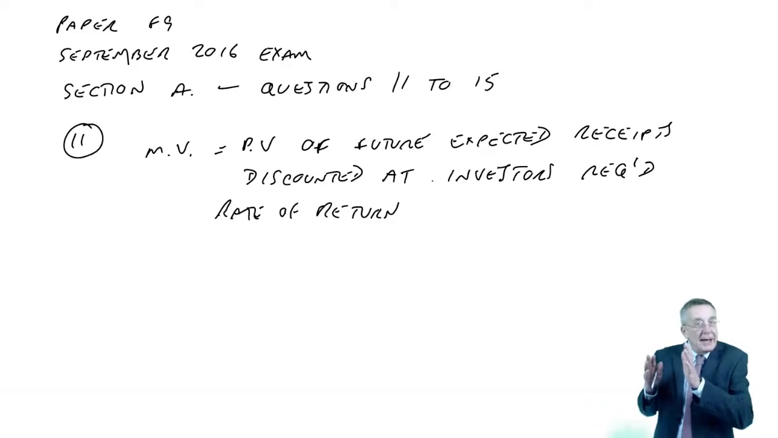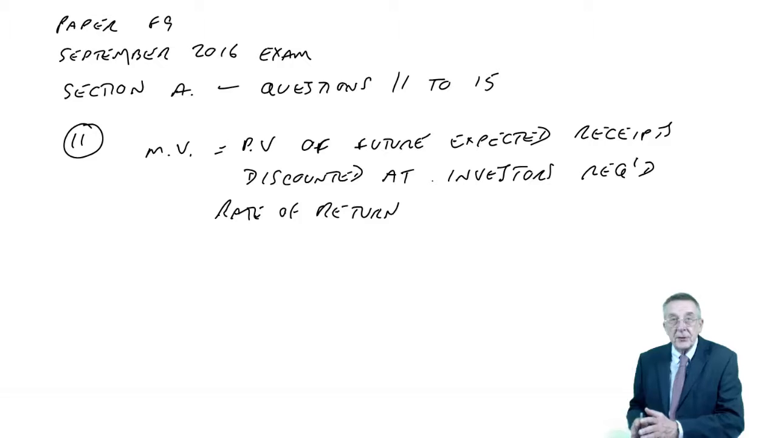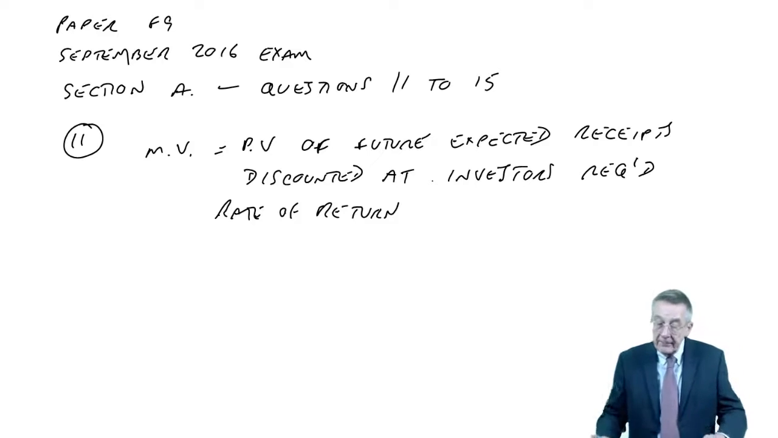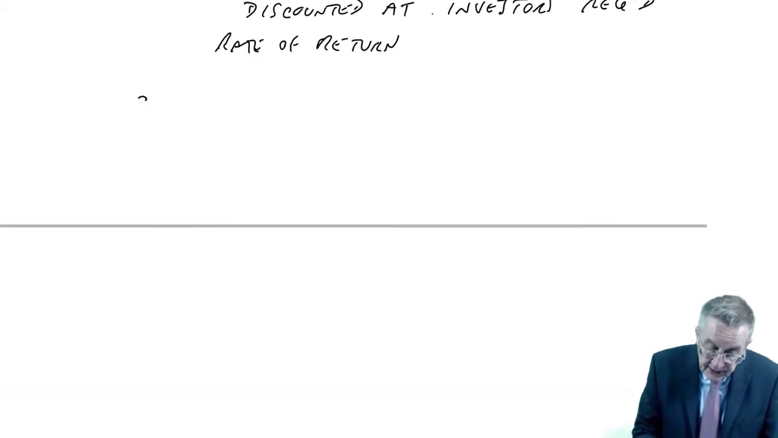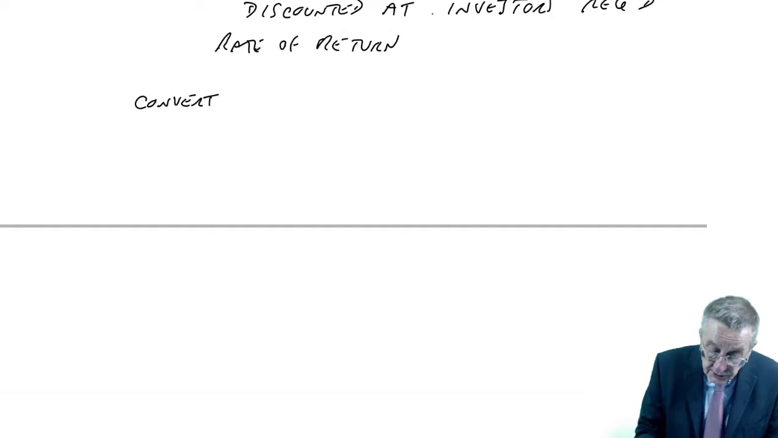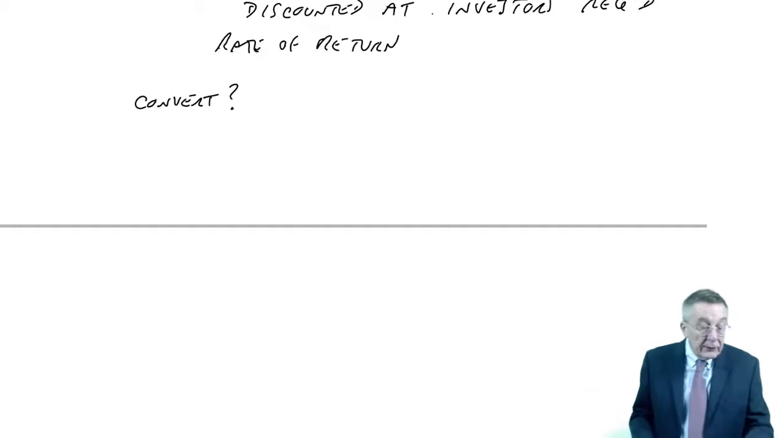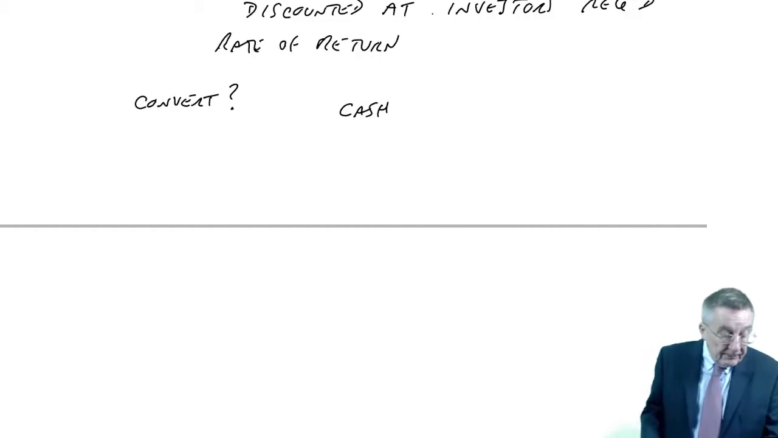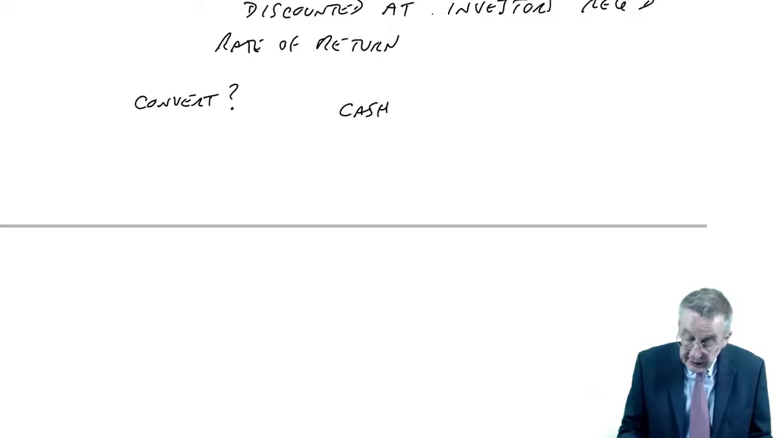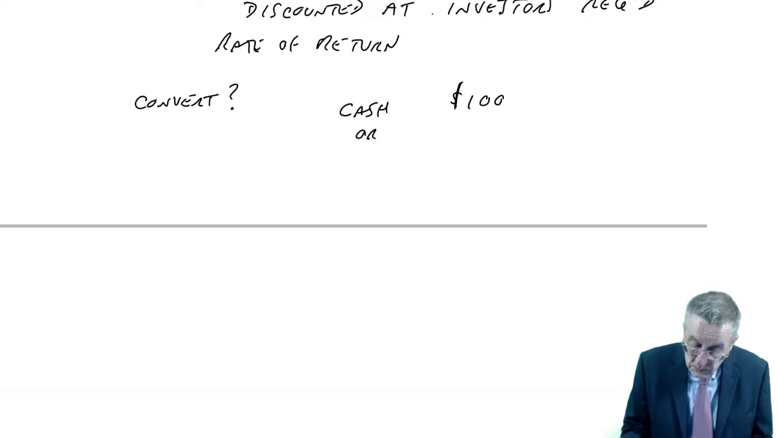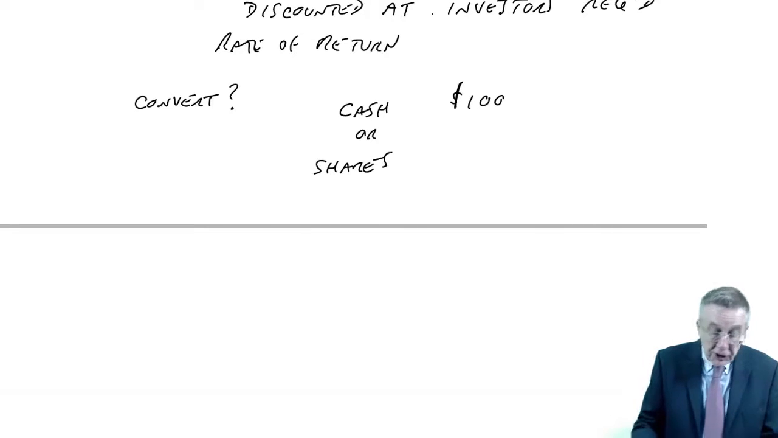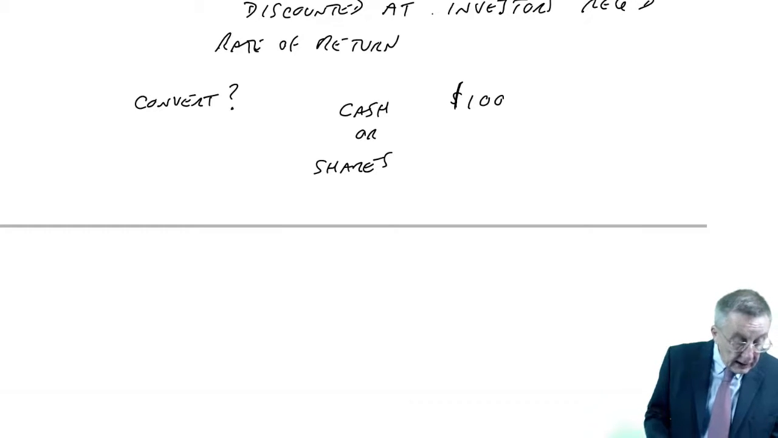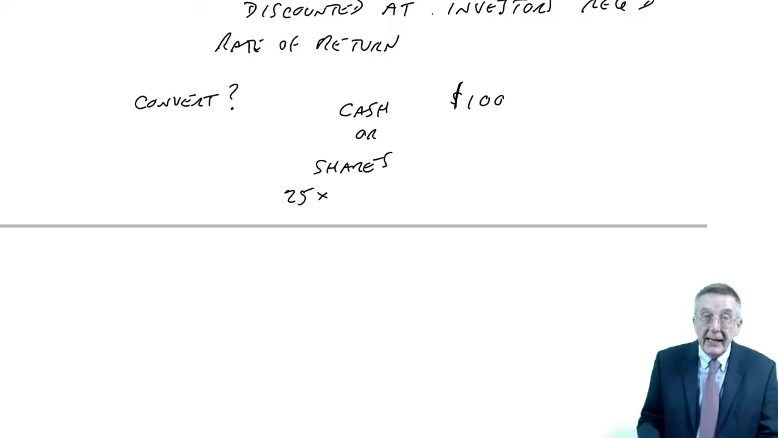Although they won't have to actually choose until 5 years from now, today's market value is based on what they expect they'll be doing. And so that's the first bit. We have to sort out, are they going to convert or not, or do they expect to? And of course, if they don't, they can just take the cash. On $100 nominal, redeemable at nominal value, it would be cash of 100. Or if they convert, they'll get shares. It says each loan note can be converted to 25 shares.